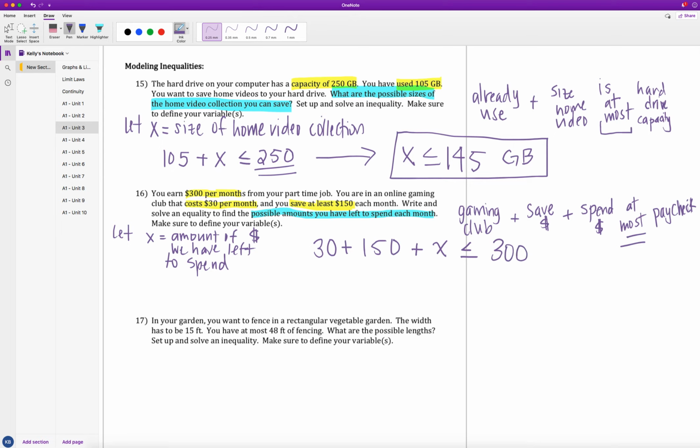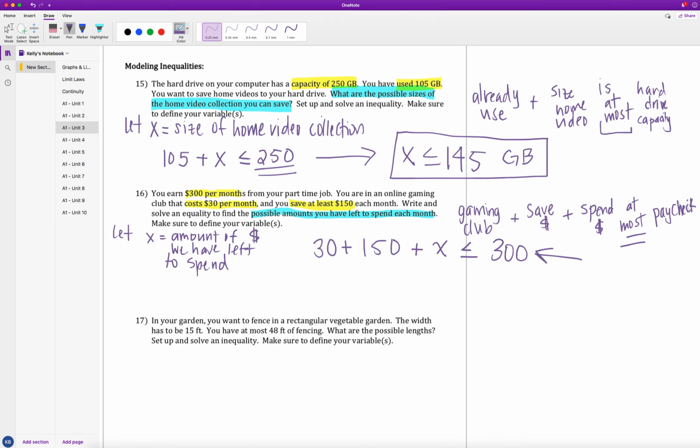Again, you might have been doing some of this stuff in your head, and that's okay, but we also have to make sure that we're explaining on a test or on a quiz how we would go about solving it. And part of this question is to write and solve an inequality, which means I have to first write it down without solving it. So here's our inequality statement. And I also have to define the variable that I used in that inequality.